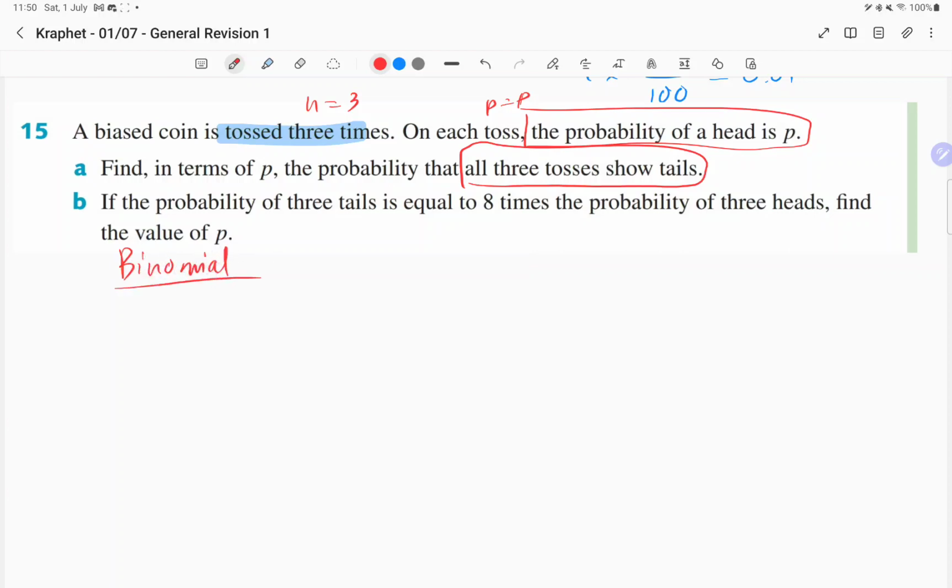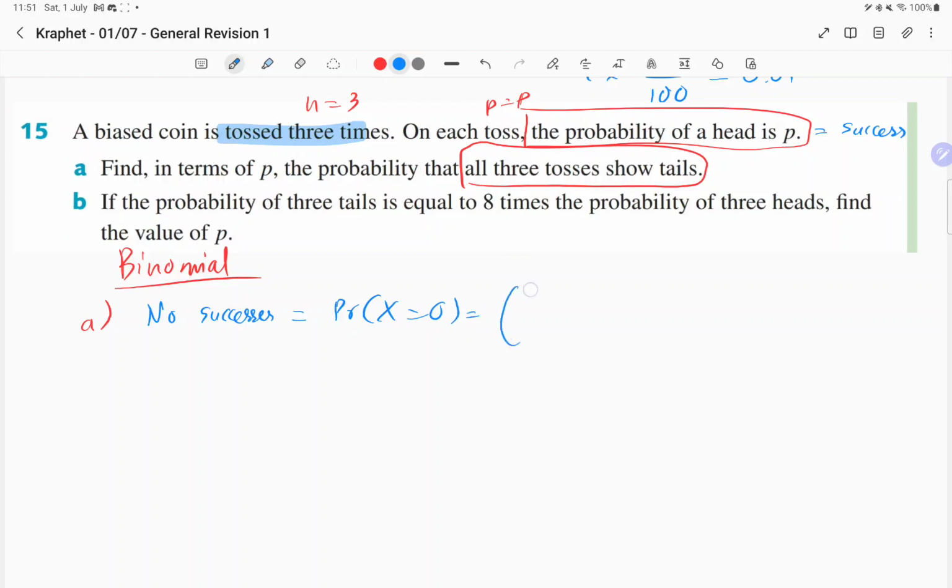This is a binomial distribution question: what's the probability all 3 tosses show tails? What does that mean? Three tails means no successes, since the probability p is the probability of success. That is the same as the probability of X equals 0, and then you substitute it in.